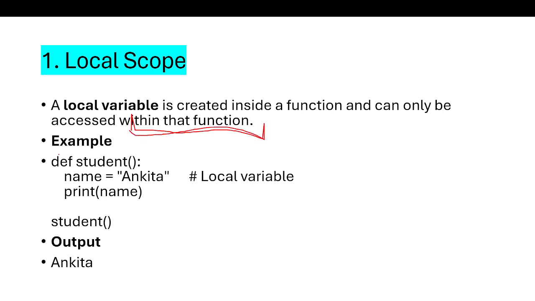Within that function. For example, def is the keyword for defining a function, then the function name, and this is the student function. The name is a variable and it has a value. This is within that function, that's why it is called a local variable. So print the name variable and call the student function. What is the output? Ankita will be printed.